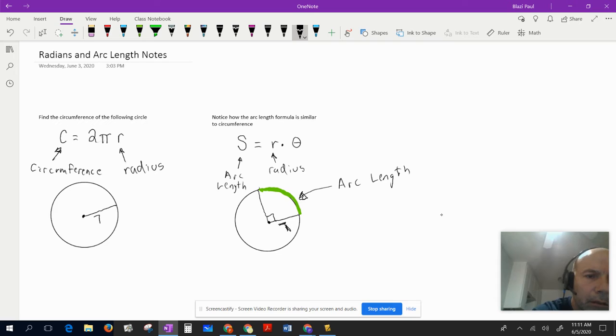Okay. So now what are we left with? We're left with 2 pi. Over here, for circumference, 2 pi. Well, what's 2 pi, guys? 2 pi is the distance in radians around all circles. Okay.